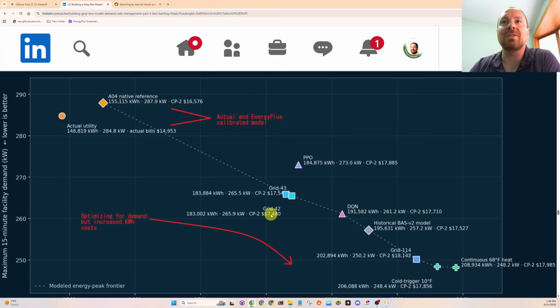But what I was coming up with was I can't beat what they're doing. So I think I can reduce the demand, and then I increase the kilowatt hours. So I can reduce the demand charges, but I increase the kilowatt hours. So that's kind of where the mayonnaise meets the mustard, I guess.